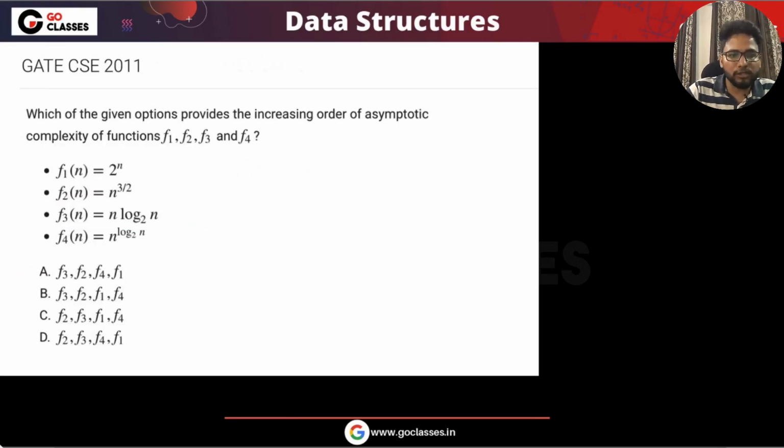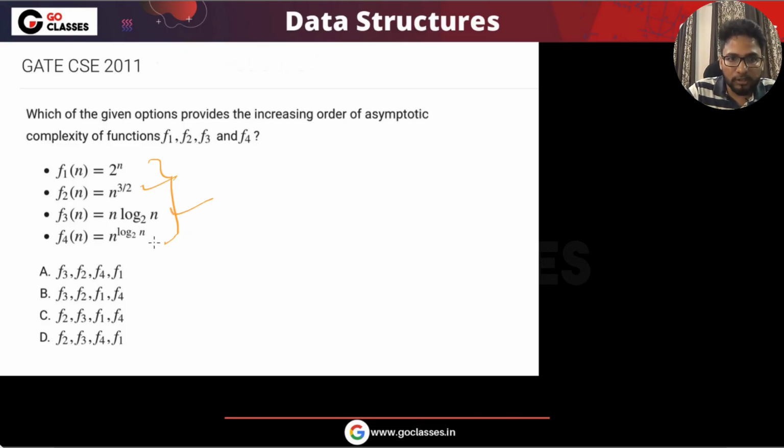Now let's solve this question. In this question, they are saying which of the given options provides the increasing order of asymptotic complexity. So they're asking you to arrange these functions. I hope you can solve this question, but let me quickly solve it also. See here, this is 2 power n. This is exponential. Then obviously this has to be greater than this term.